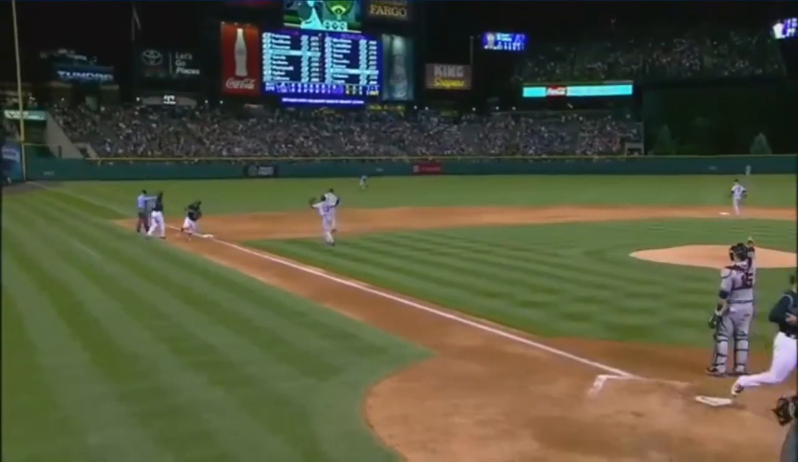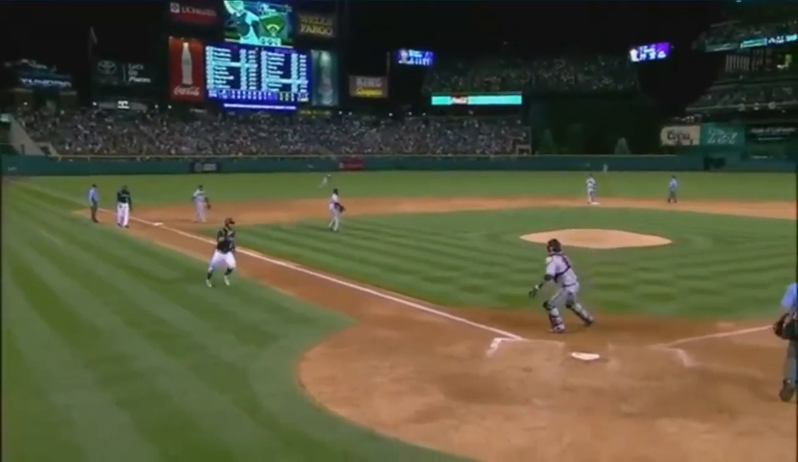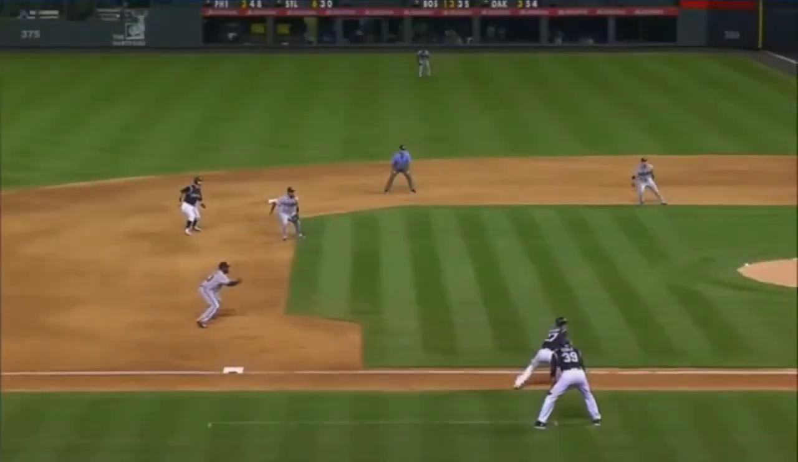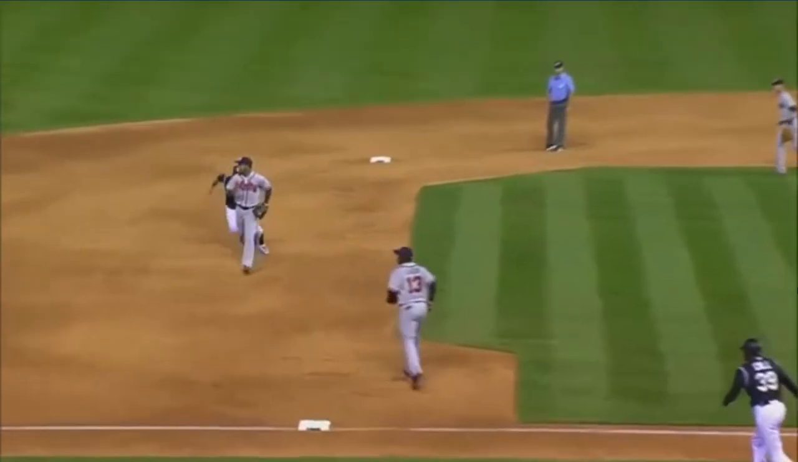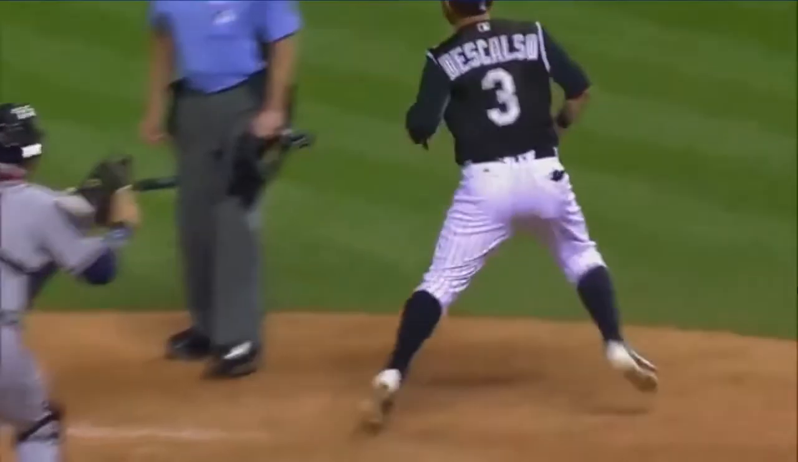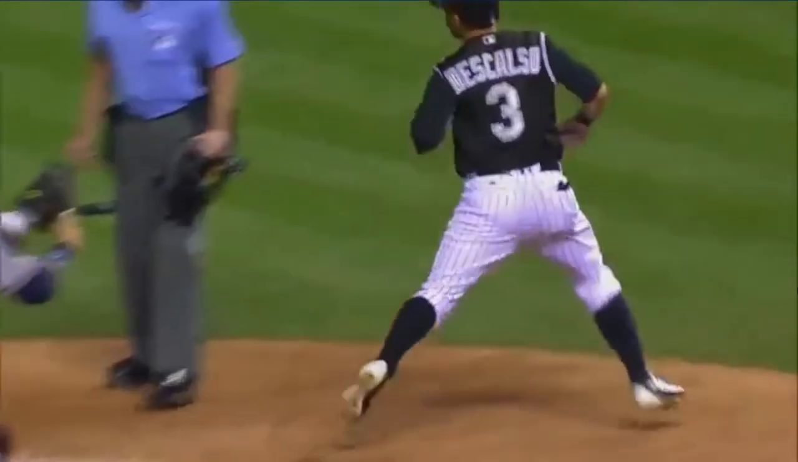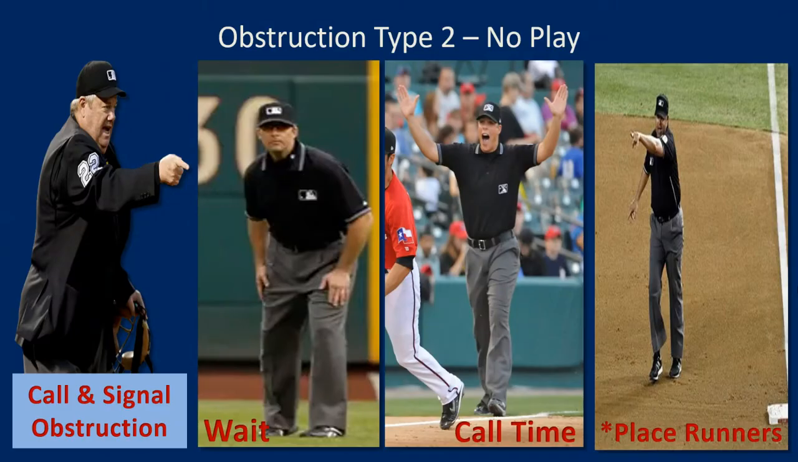A runner from second is obstructed. The umpire points, calls and signals the obstruction, but waits. And then once a play is being made on that runner at home, the umpires then call time. Plate umpire calls time, points back to the shortstop area where our third base umpire had indicated that obstruction had occurred, and they awarded that runner home.